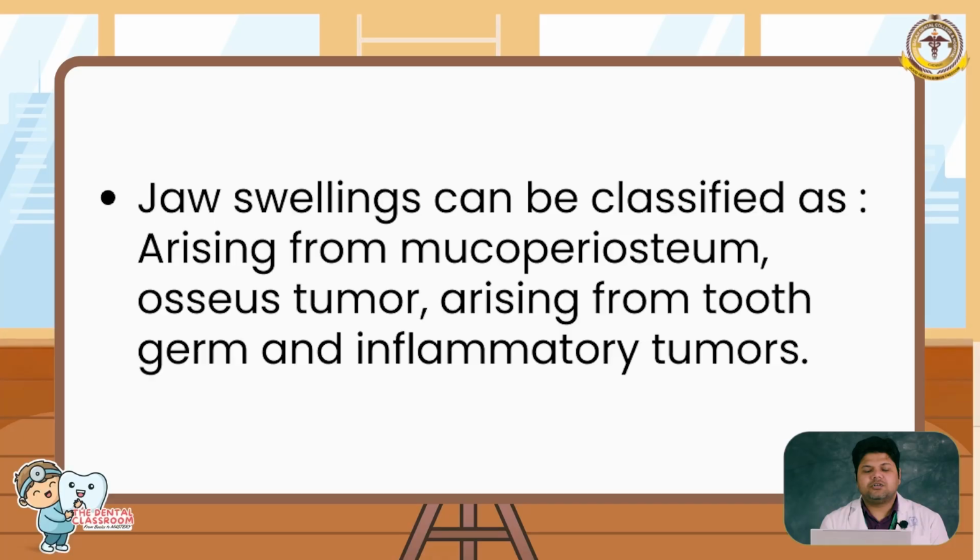Today's topic is introduction to jaw swellings. How do we classify jaw swellings? The main thing is that there are four groups: either it is originating from mucoperiosteum, or it is an osseous tumor, or an inflammatory swelling, or it is from tooth germ. So one by one we will see.